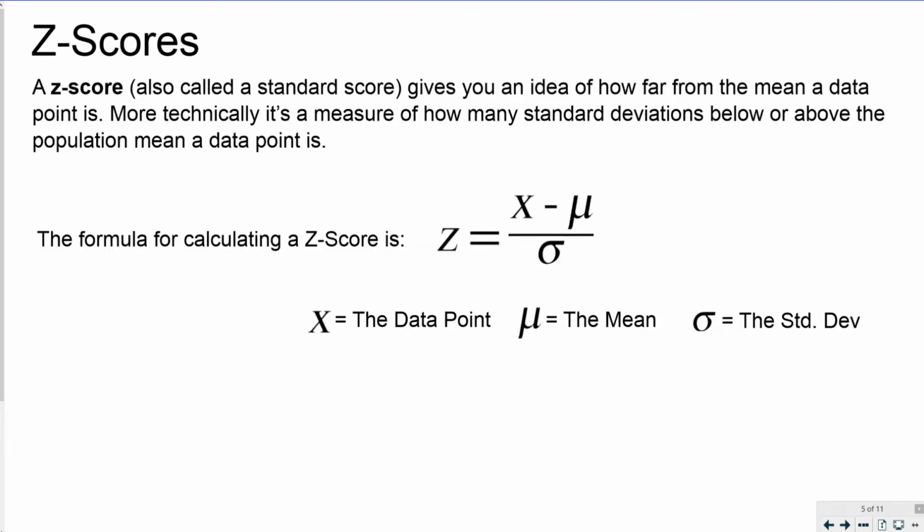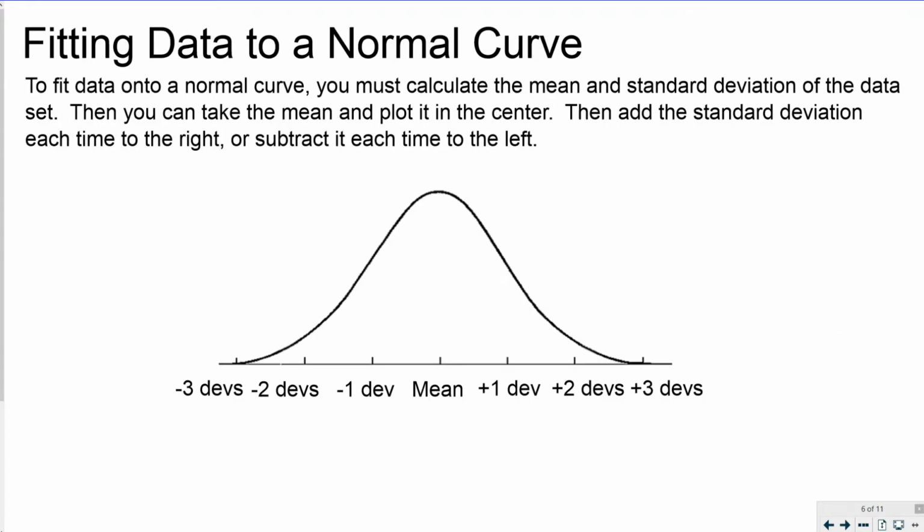So, continuing. Fitting data to a normal curve. To fit your data onto a normal curve, you calculate the mean and the standard deviation of the data, and then you take the mean and plot it in the center. And then you add the standard deviation each time to the right or subtract it each time to the left. So let's pretend that I have a mean of 75, and then each standard deviation is 5.